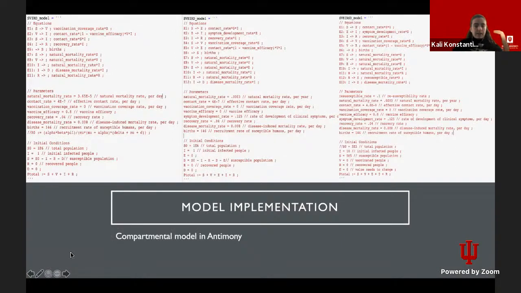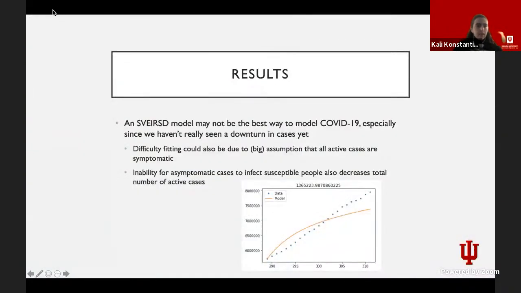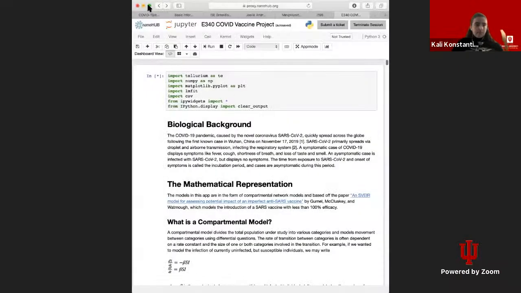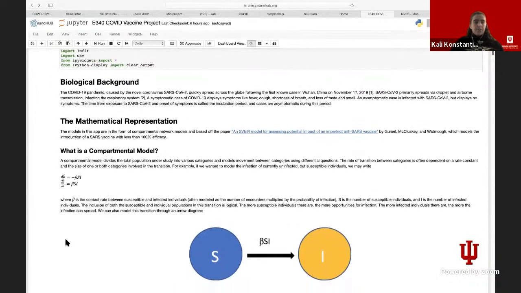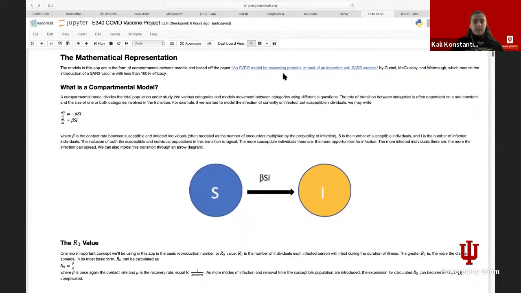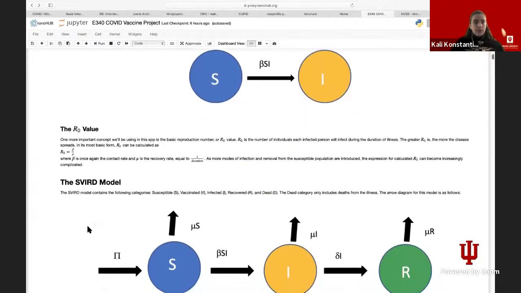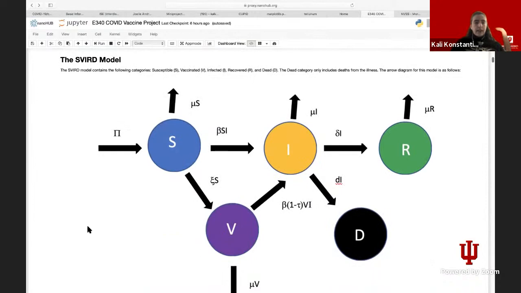And the model was implemented as a compartmental model in Antimony. Here's just all of them. So now let's go to the Jupyter Notebook. First bit of the biological background, mathematics, link to the paper here. Explanation of compartmental models, a little explanation on R naught values. Then we go into the SVIRD model.